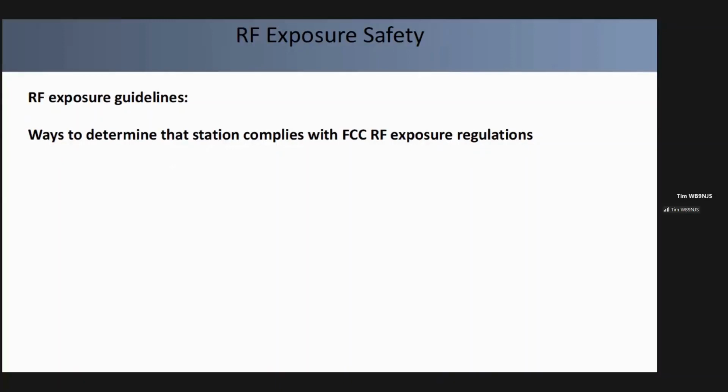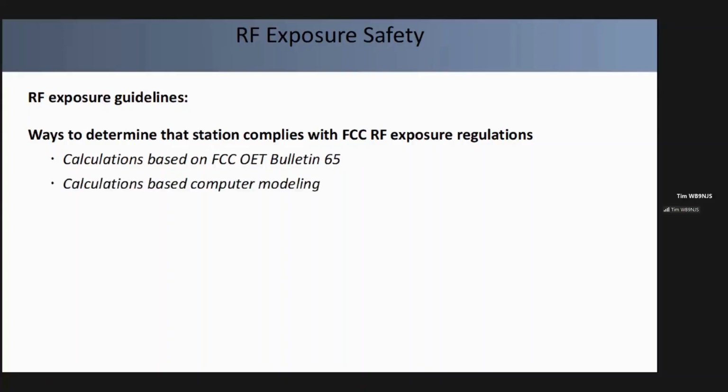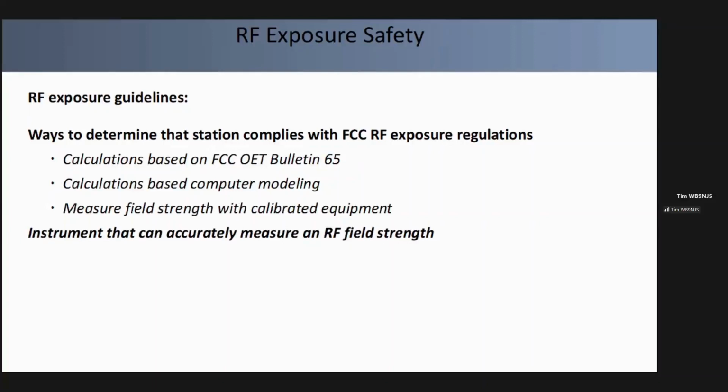So what are ways to determine that a station complies with those RF exposure evaluations? How will you do that routine evaluation? Well, the question pool offers three. One is calculation based on FCC OET bulletin number 65. Another offered is calculation based on computer modeling. And the other is to measure the field strength with calibrated equipment. All three of those answers appear in one question, which means that all of the above, I believe, is the answer for that one.